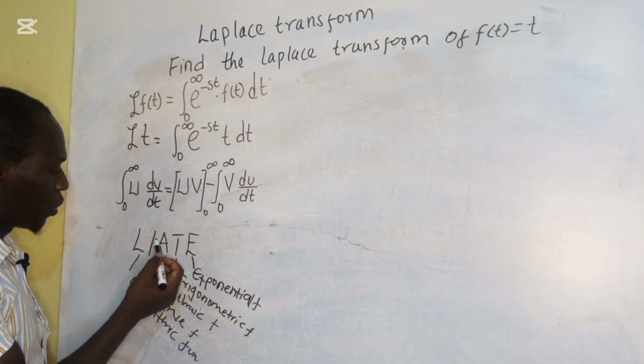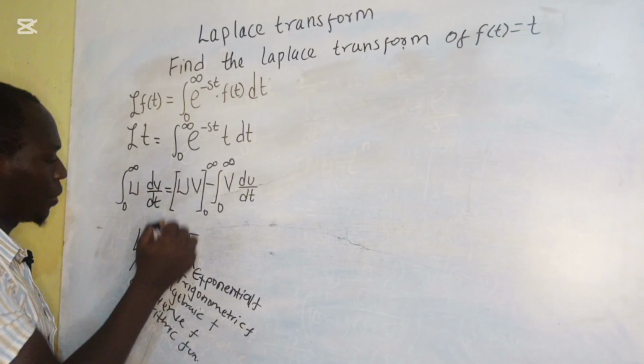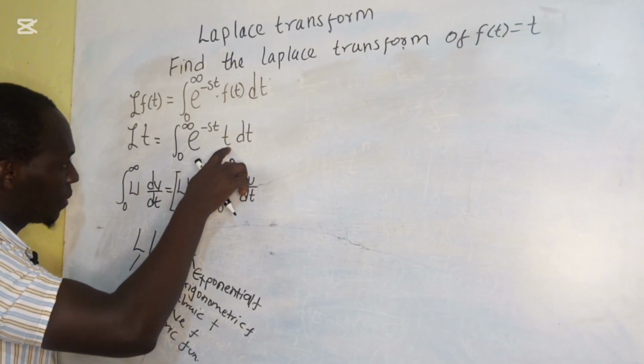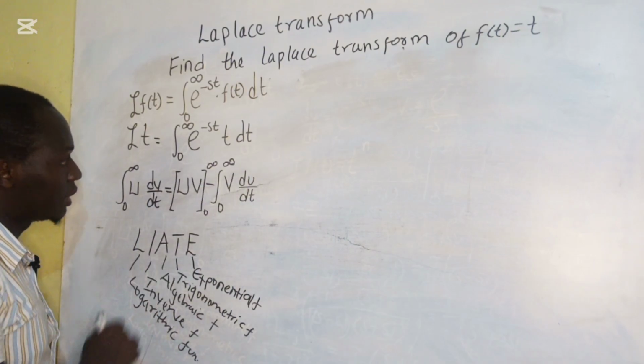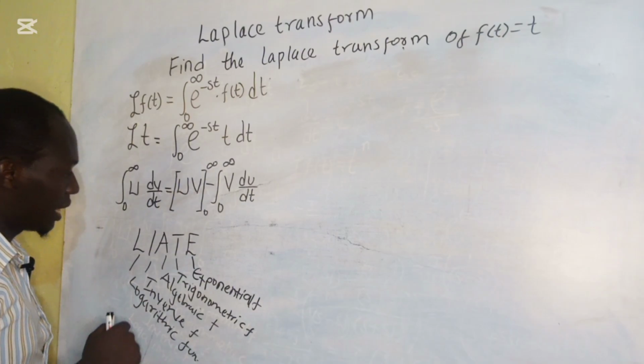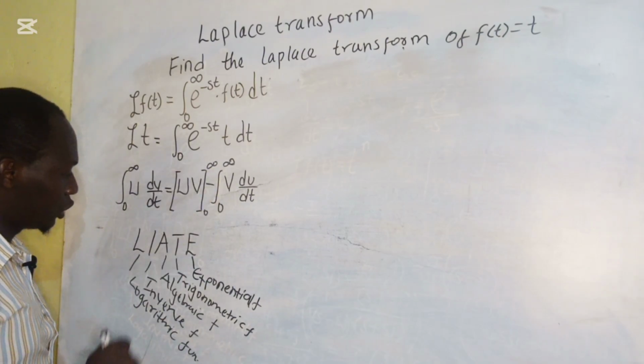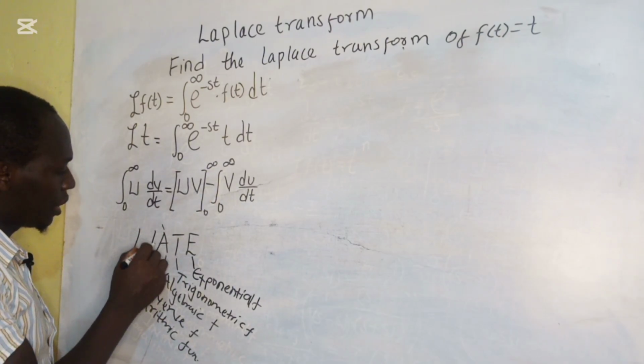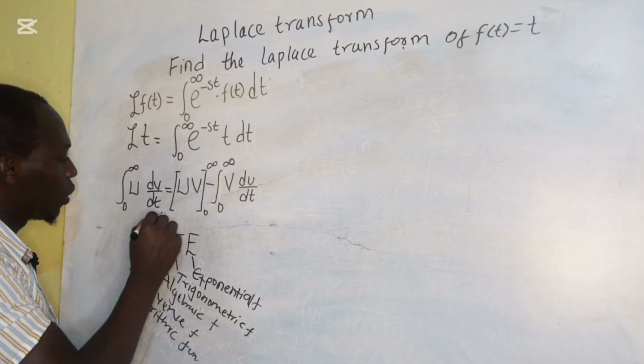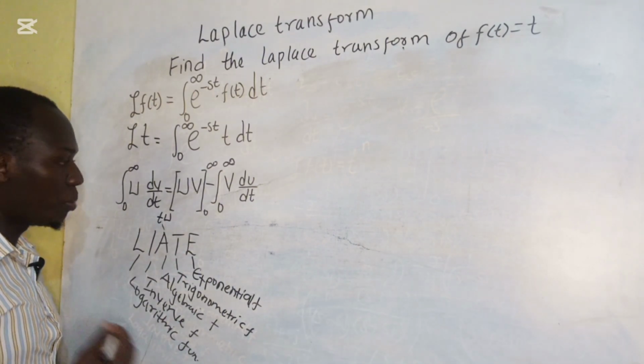Now here we have a trigonometric function, we have an algebraic function t, which is a letter, and an exponential. Since t is here, it will always take u.